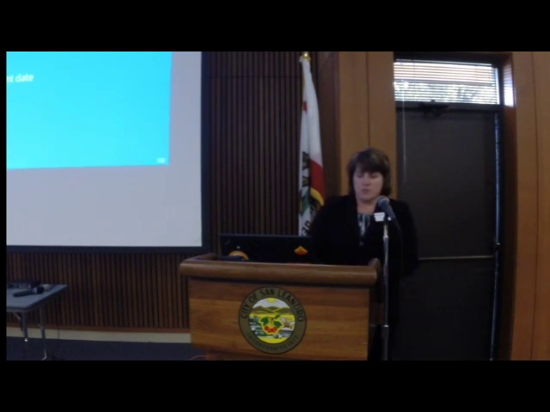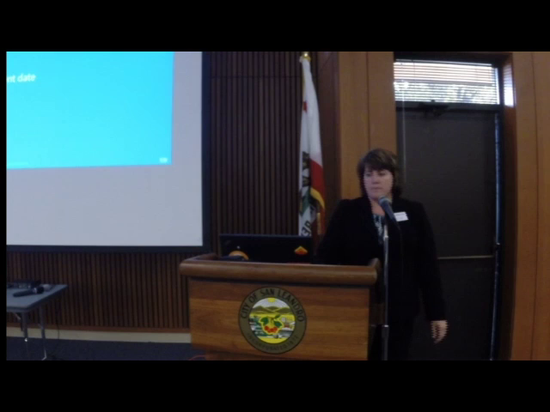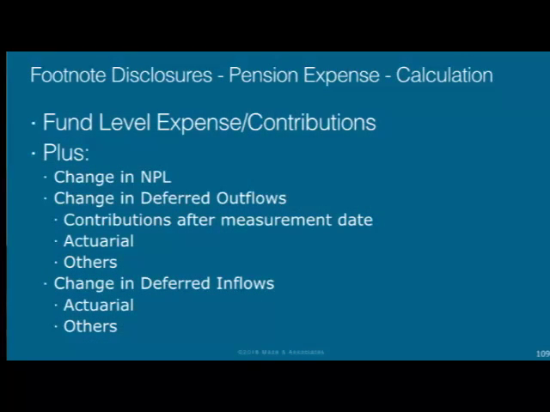So what are your required disclosures? One of the required disclosures is pension expense. How do you calculate pension expense? How do you get that number? This is an easy mathematical way to get there, hopefully. You take your fund level expenses, and remember, for most of you with a June 30 year end, in the statement of net position those are recorded as a deferred outflow, because they are contributions after the measurement date. So they're not actually in expense at the entity-wide level. In the following year, they reduce net pension liability.